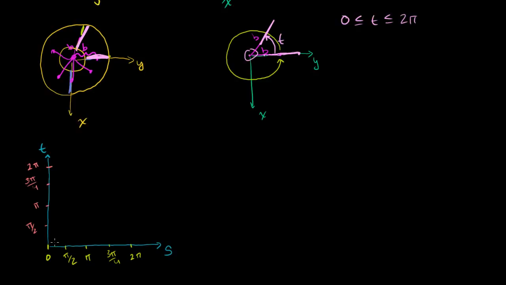So let's think about what it looks like if you just hold s constant at 0, and we just vary t between 0 and 2 pi. Let me do that in magenta right here. So we're holding s constant, and we're just varying the parameter t from 0 to 2 pi.